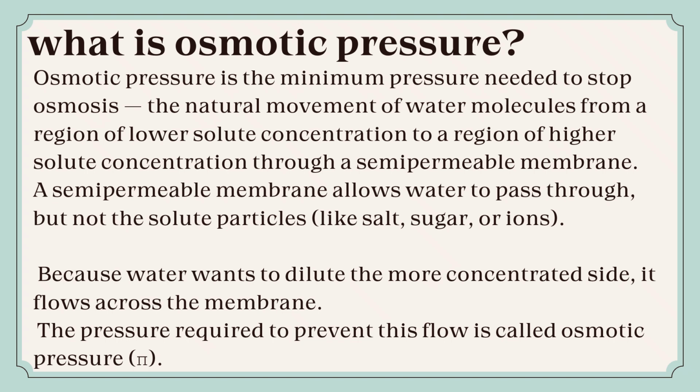So what is osmotic pressure? Osmotic pressure is the minimum pressure needed to stop osmosis, the natural movement of water molecules from a region of lower solute concentration to a region of higher solute concentration through a semipermeable membrane. A semipermeable membrane allows water to pass through, but not dissolved particles, like salt, sugar, or ions. Because water wants to dilute the more concentrated side, it flows across the membrane. The pressure required to prevent this flow is called osmotic pressure.